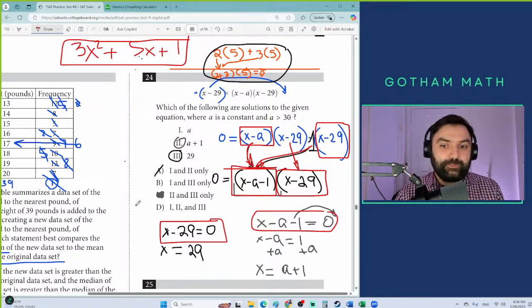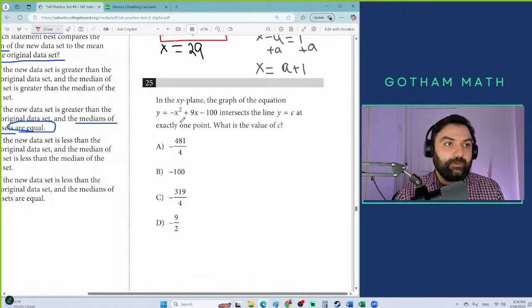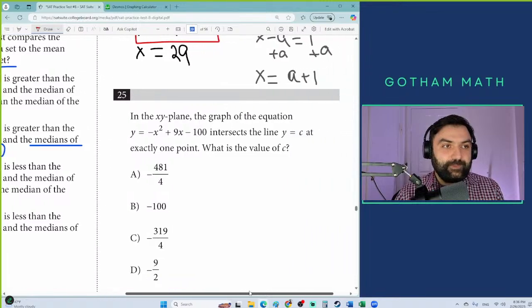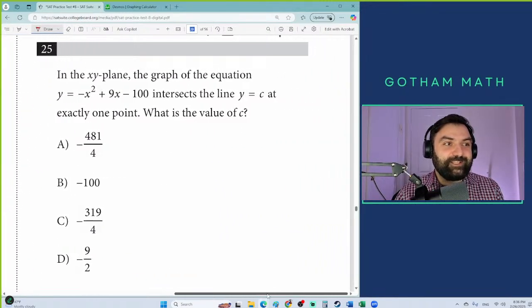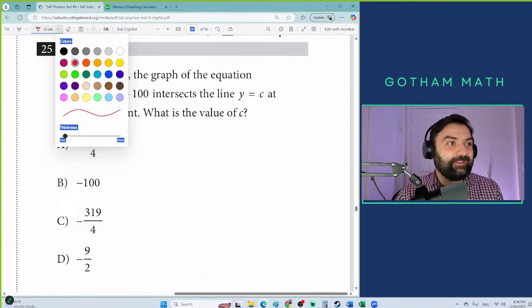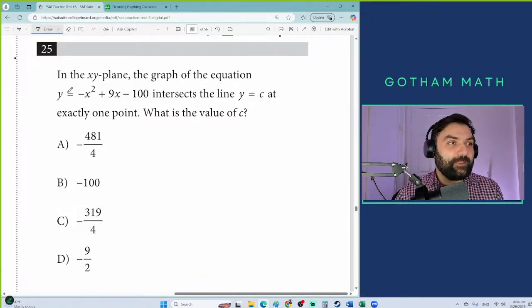All right. So that was question number 24. We have to move on to question number 25. All right, another quadratic. So quadratics is going to be something that we really need to know, like upside down. All right, so in the xy plane, the graph of the equation intersects line y equals c at exactly 1 point. What is the value of c? Well, this is a type of question that we've done many times before.